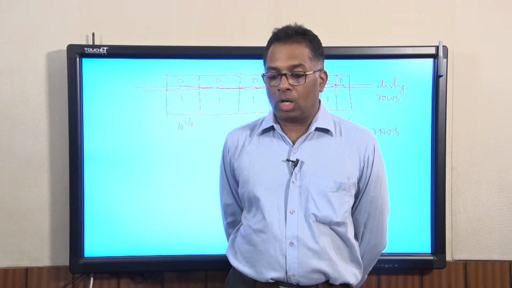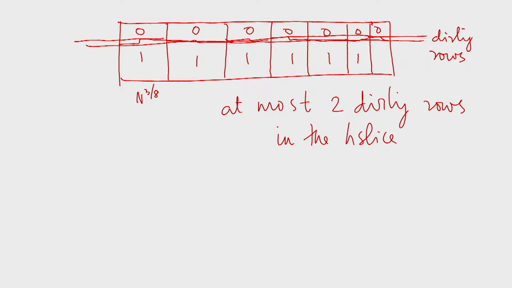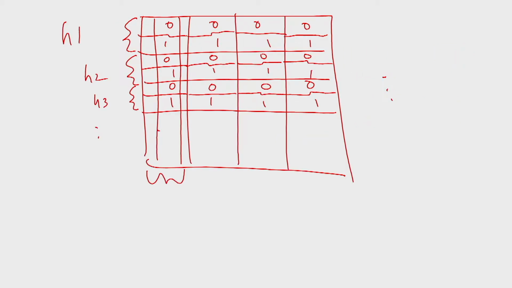This ensures that there are at most 2 dirty rows in every horizontal slice, because the width of a block is n power 3 by 8, which is far more than the n power 1 by 8 that we were talking about. So the horizontal slices now look almost clean, with one dirty element in each block of each horizontal slice, and these are occurring in 2 consecutive rows. So every horizontal slice has 2 dirty rows.